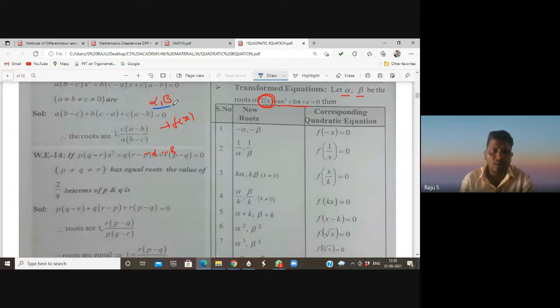Alpha, beta roots, nothing but shall I take x is equal to alpha, x is equal to beta? Right. But whenever alpha, beta are the roots of this equation, what are the roots of f of minus x is equal to 0? Nothing but what? Take x is equal to minus alpha. Then what is the alpha?